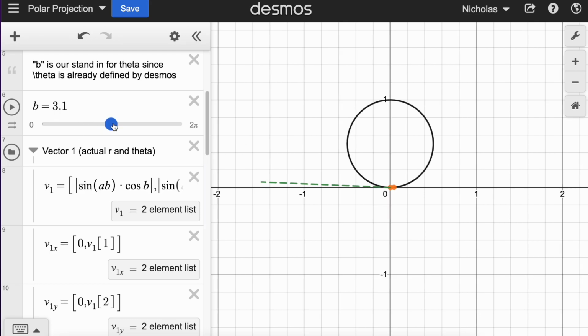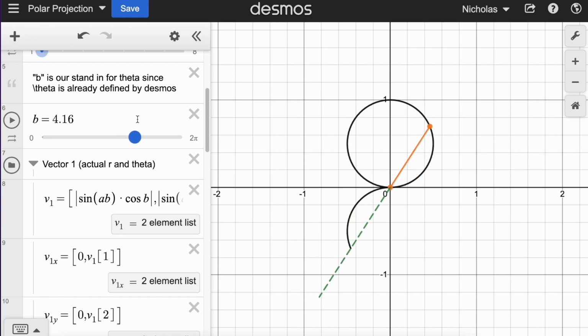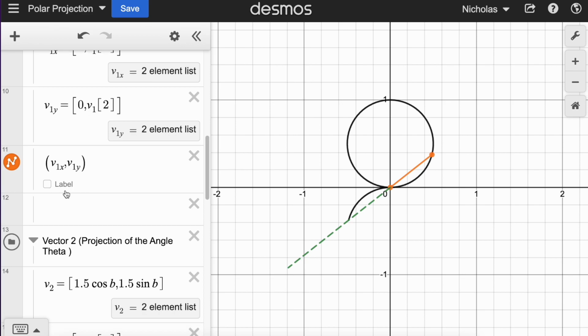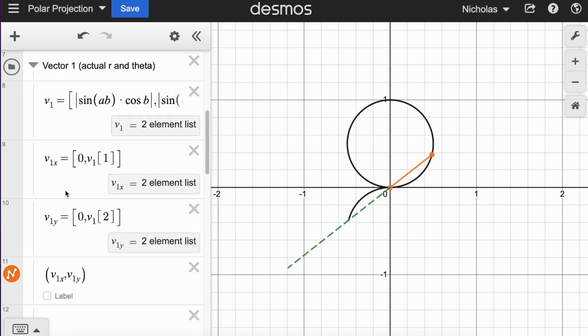Let's see if that worked. No. Vector 1, actual r and theta. Vector 2. Yeah, so I don't know.